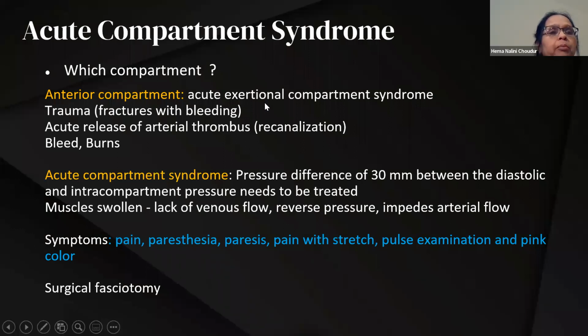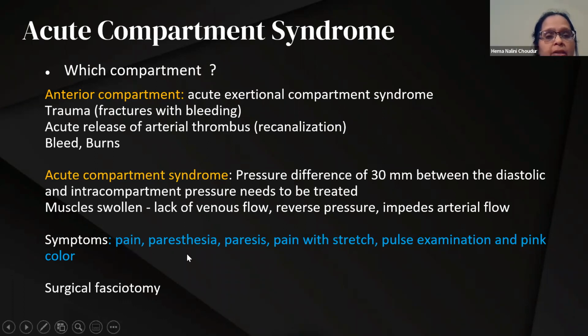So when you come to acute compartment syndrome, you have to decide which compartment. In this case, I was showing you anterior compartment, and we've looked at acute exertional compartment syndrome. We've looked at trauma. And we've looked at acute release of arterial thrombus where you need to do recanalization, and you can get that from bleeds and burns as well. And you know how the diagnosis is made in the ER with pressure differences. The muscles get swollen. There's lack of venous flow because of the pressure of the muscles. There's reverse pressure, impedes arterial flow, and therefore the patient develops acute pain more than expected for that particular entity.